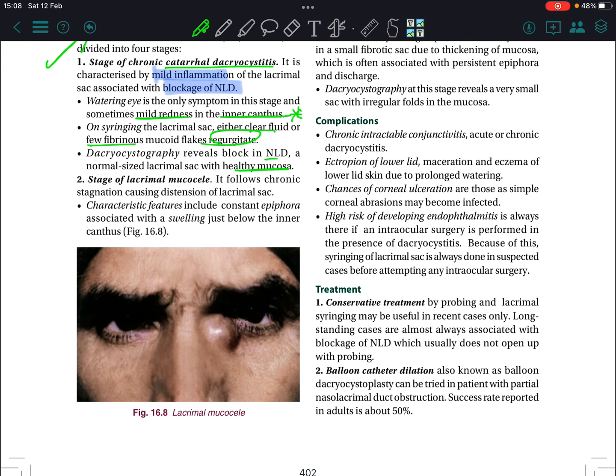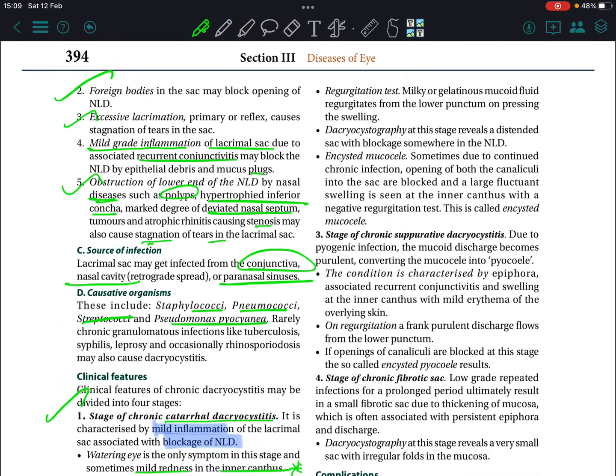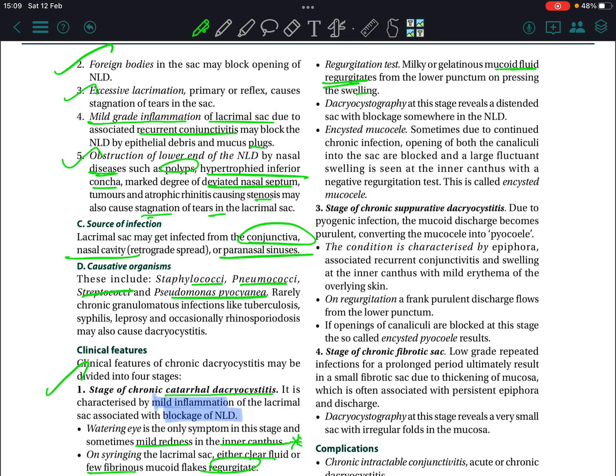Stage of lacrimal mucocele: it follows chronic stagnation causing distension of the lacrimal sac. Characteristic features are constant epiphora associated with swelling just below the inner canthus. Regurgitation: milky or gelatinous mucoid fluid regurgitates from the lower punctum on pressing the swelling. Dacryocystography at this stage reveals a distended sac, with blockage somewhere in the nasolacrimal duct.